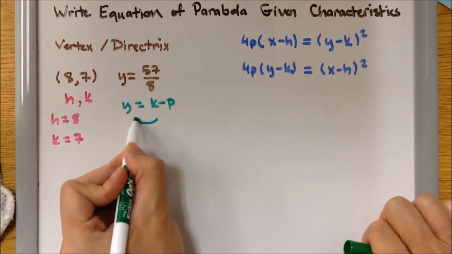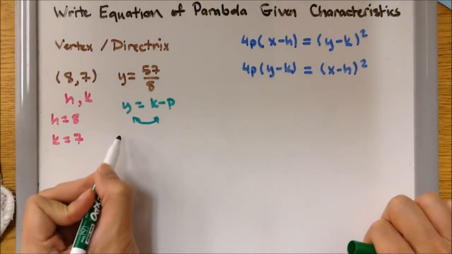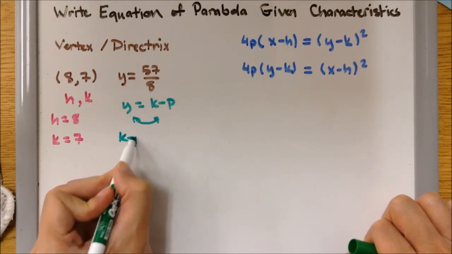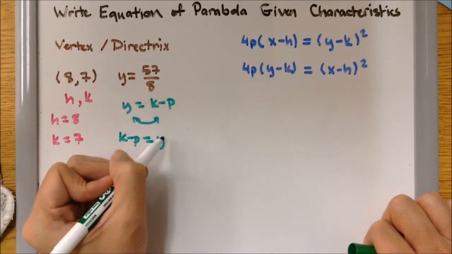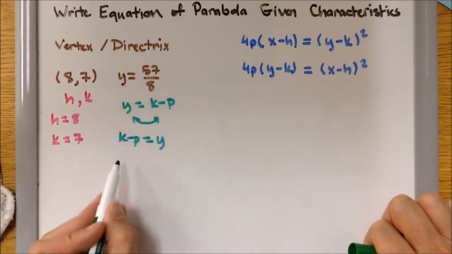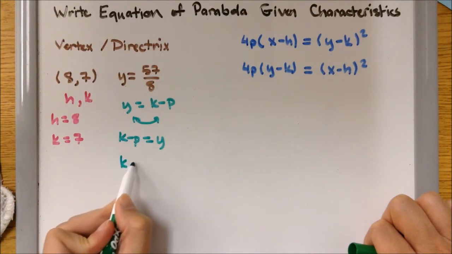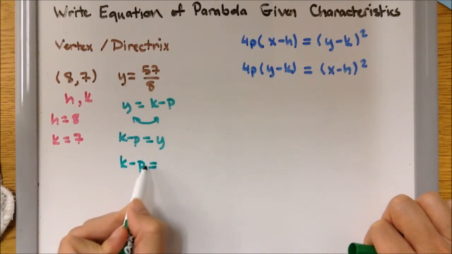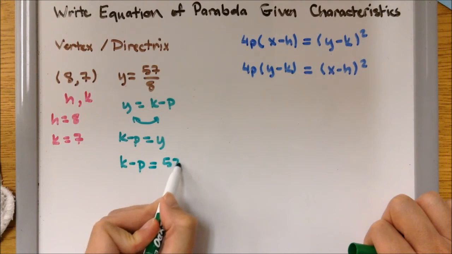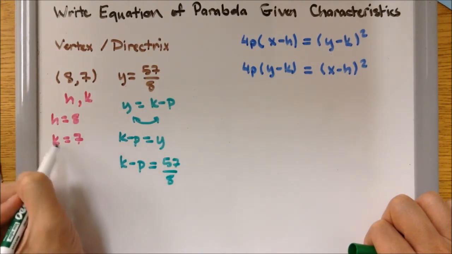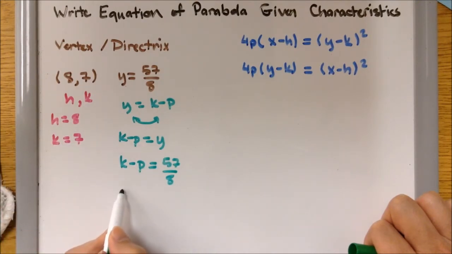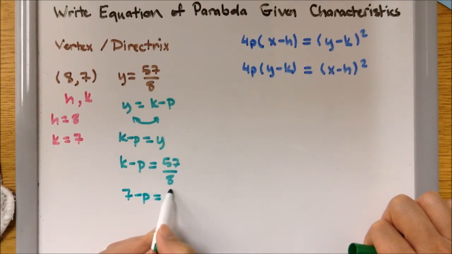Next, I'm going to switch the sides. So it's going to be k minus p equals y. Next, I'm going to plug in the y value, which is 57 over 8. So k minus p will equal 57 over 8. Once I get that, I'm going to plug in the k value, which is 7. So it's going to be 7 minus p equals 57 over 8.